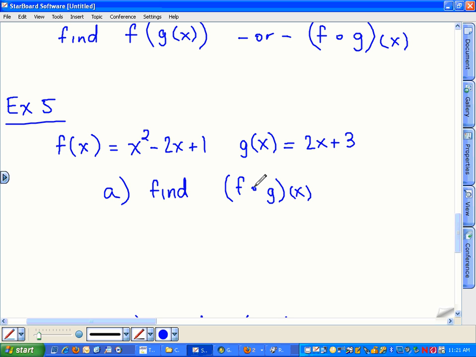F, what is it? I didn't really write that very well. That's a hollow circle, not a filled-in closed circle. So what does this mean? Composition. Okay, I would much rather think of it like this. Since both of these notations mean the same thing, I think it's easier to think of the notation this way.